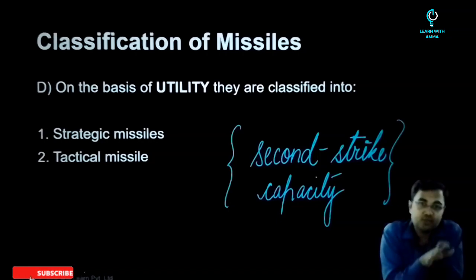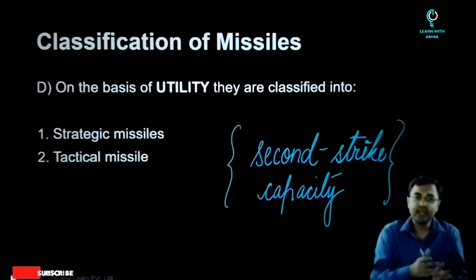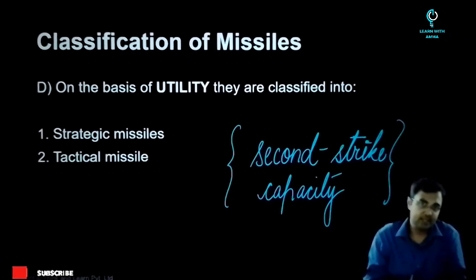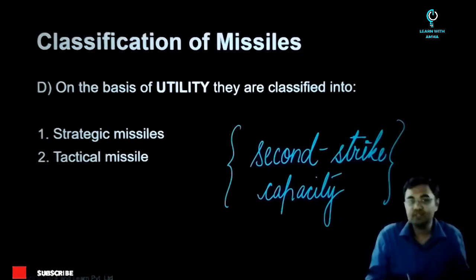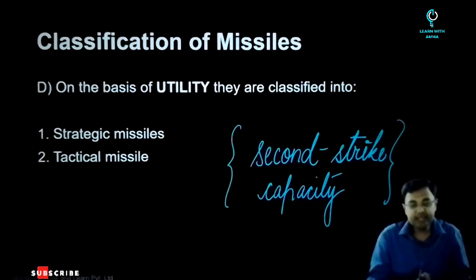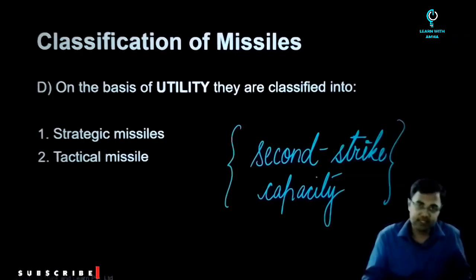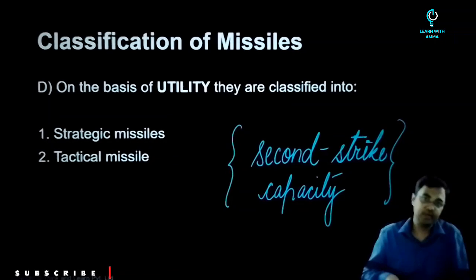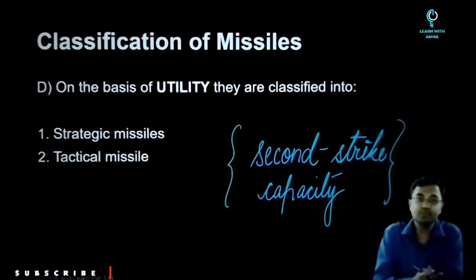So this brings us to the end of what exactly a missile is and how we classify the missiles, what the different types of missiles are. Now, the second part of the discussion with respect to missiles is with respect to our country, India. In India, what kinds of missiles do we have? What kinds of programs are we running with respect to all the missiles in India? So let's move on to that.